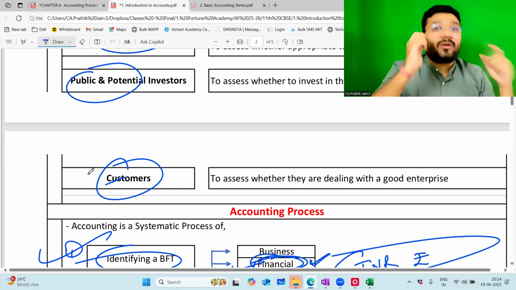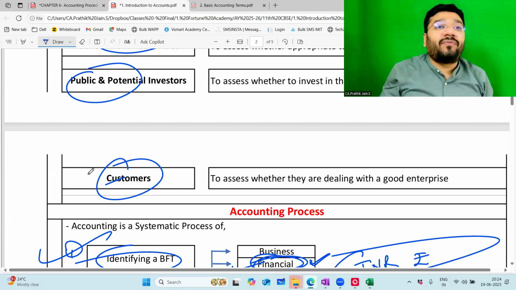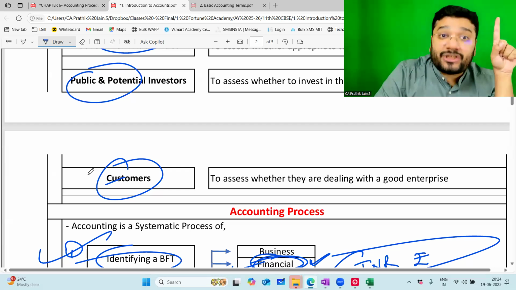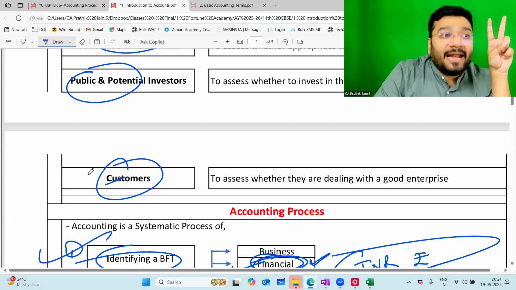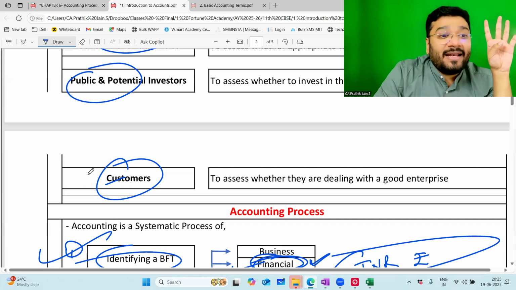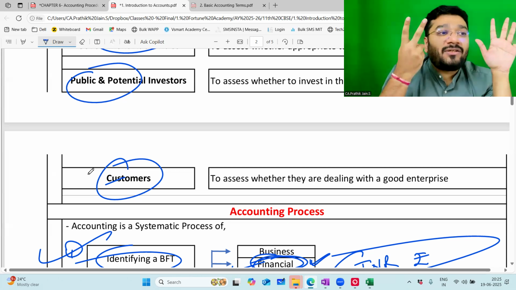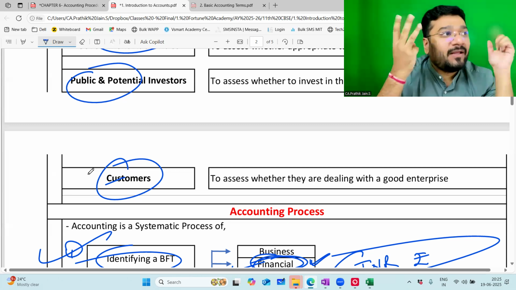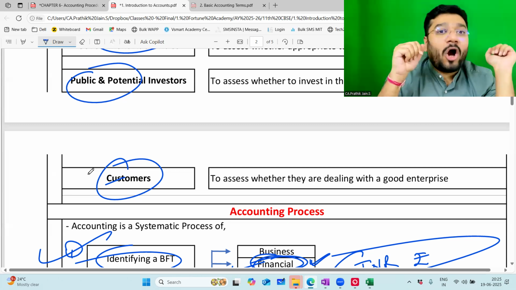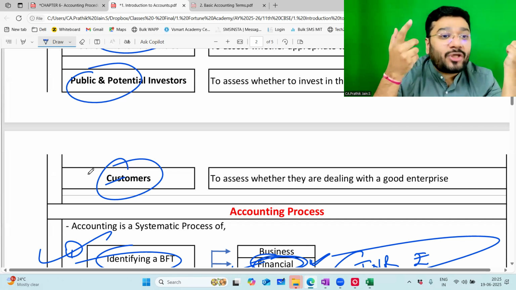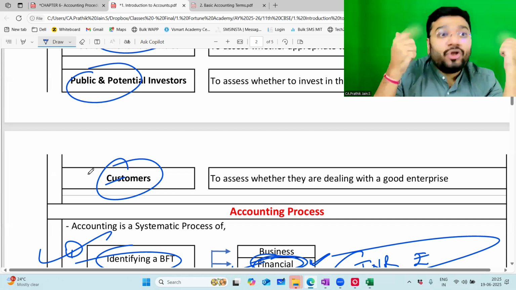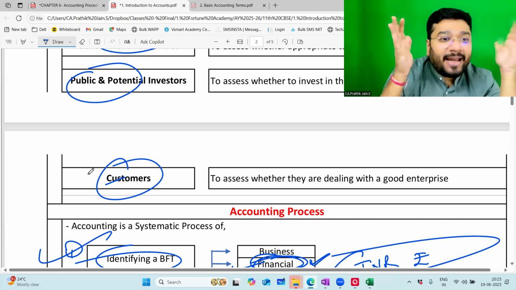So please tell me, what is the accounting process? Accounting is a systematic process of identifying a business financial transaction or business financial event. Second, measure in terms of money. Third, recording through journal. Then classify through ledger. Then summarize through trial balance, profit and loss, balance sheet. Then analysis or interpretation of the financial statement. Then communicate the information, the analysis or interpretation that you've done, to the users of financial statement. This is the complete end-to-end accounting process.